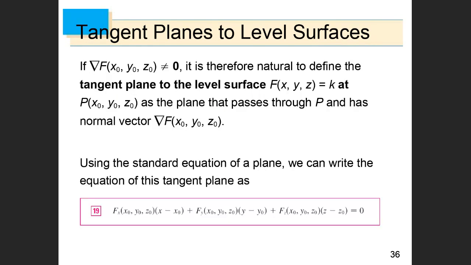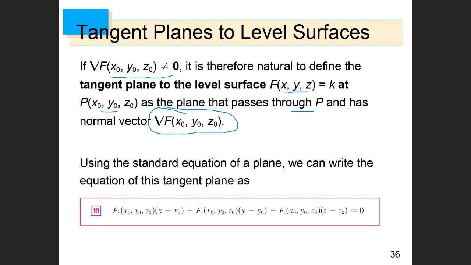Now let's move on. So if the gradient now, of course, is not 0, it is therefore natural to define the tangent plane to the level surface f(x, y, z) equals k at (x0, y0, z0) as the plane that passes through P and has a normal vector, which is the gradient. You see, since we just said that the gradient is orthogonal to the level surface, then we can consider it a normal vector, which definitely helps.